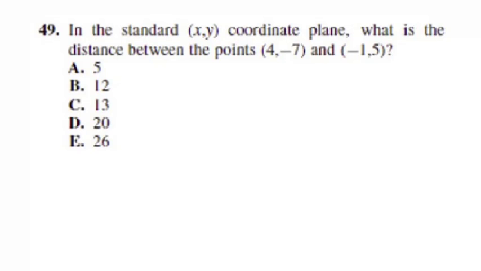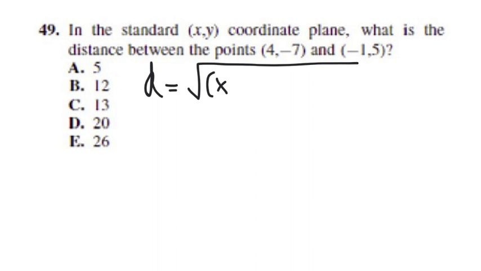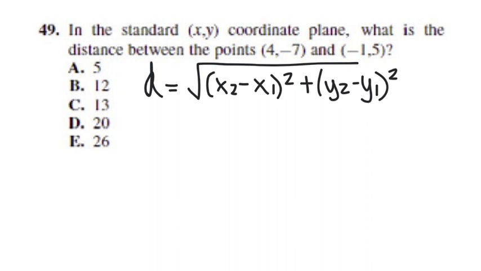This is an ACT problem. It says in the standard XY coordinate plane, what is the distance between points (4, -7) and (-1, 5)? Okay, so again, the distance formula would be the square root of (x2 minus x1) squared plus (y2 minus y1) squared.